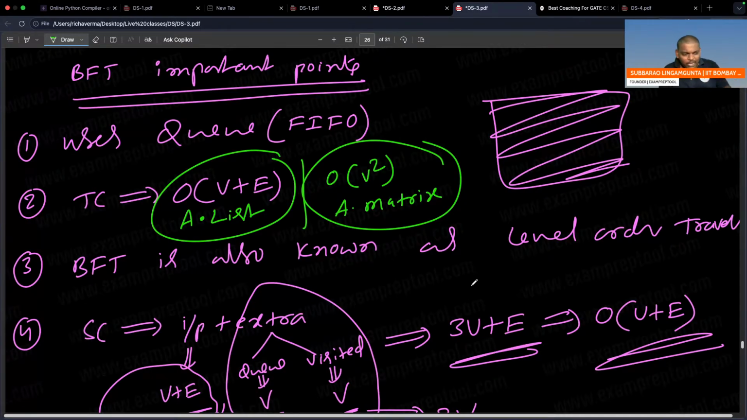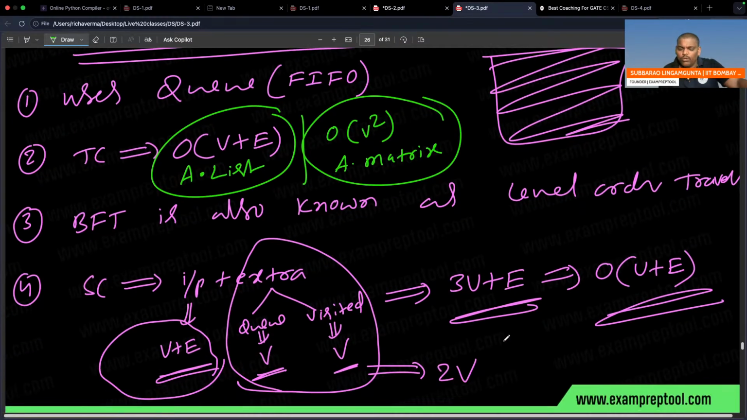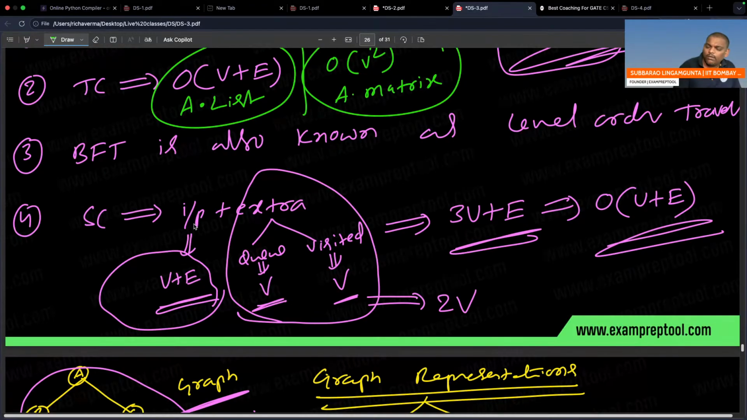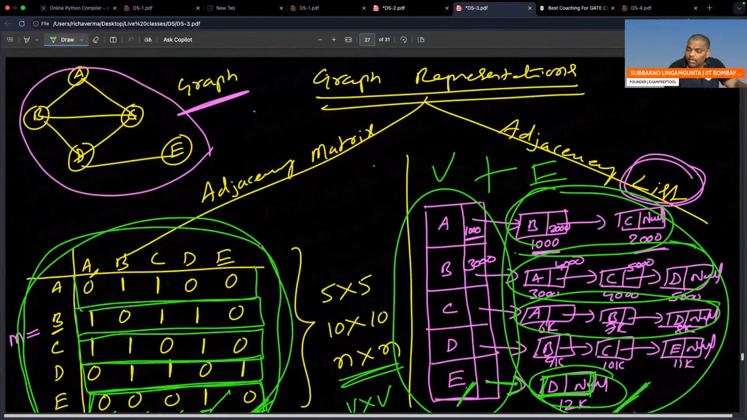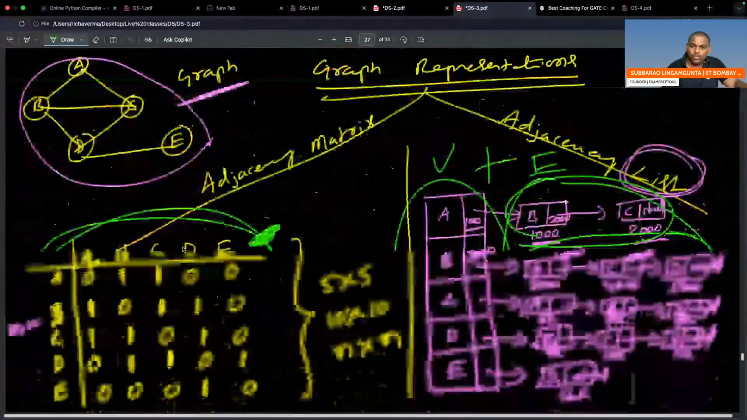What about space? I think space is also the same story. Input is V plus E for the list, and for the matrix it is V square. So to represent the total graph, in the case of the matrix it is V square, but in the list it is V plus E.